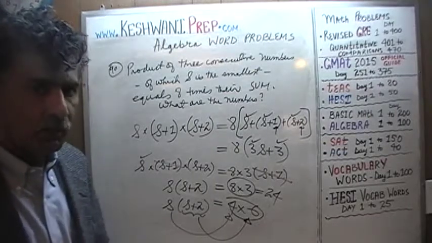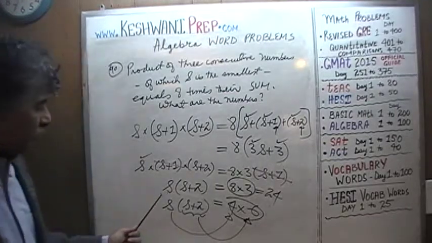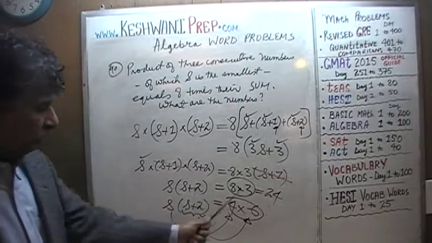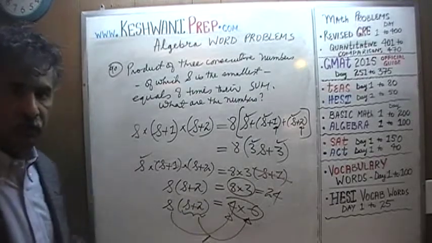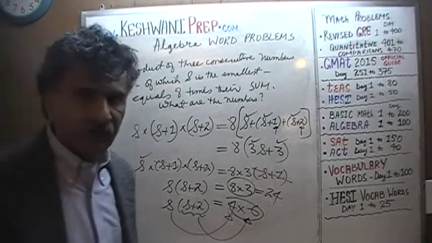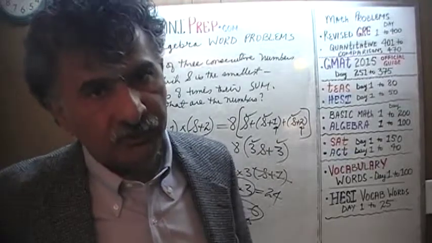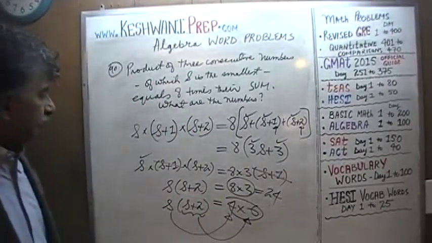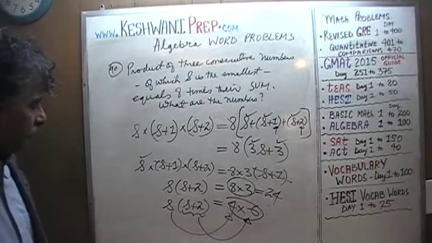We didn't have to go the route of quadratic equations. The quadratic equation would have told us that S squared plus 2S minus 24 equals 0, and we would have factorized it, or used the quadratic formula, and we would have found that the factors turn out to be 4 and 6. None of that is necessary here. The answer is 4.